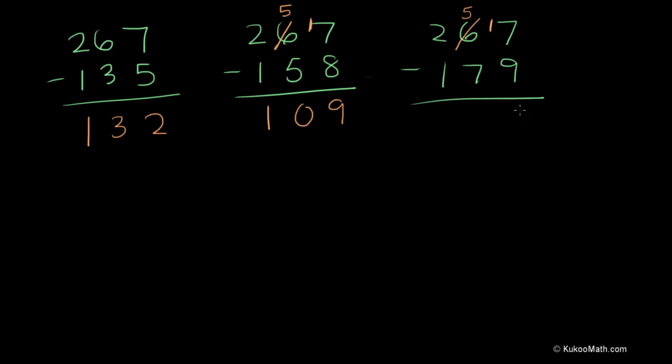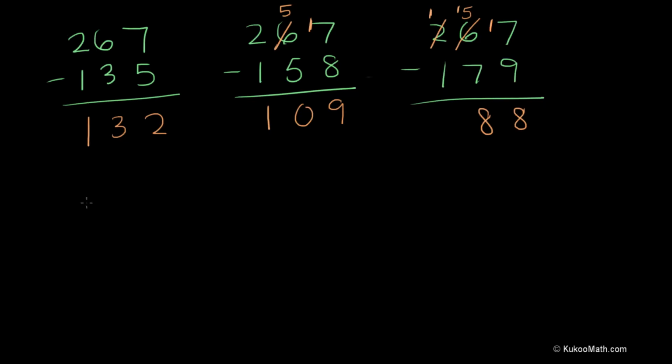17 minus 9 is equal to 8. We can't do 5 minus 7, so let's again borrow from the hundreds column. Cross out the 2, and it becomes a 1. Put a 1 in front of the 5. 15 minus 7 is equal to 8. 1 minus 1 is 0, so we don't have to write anything there. This means that 267 minus 179 is equal to 88.